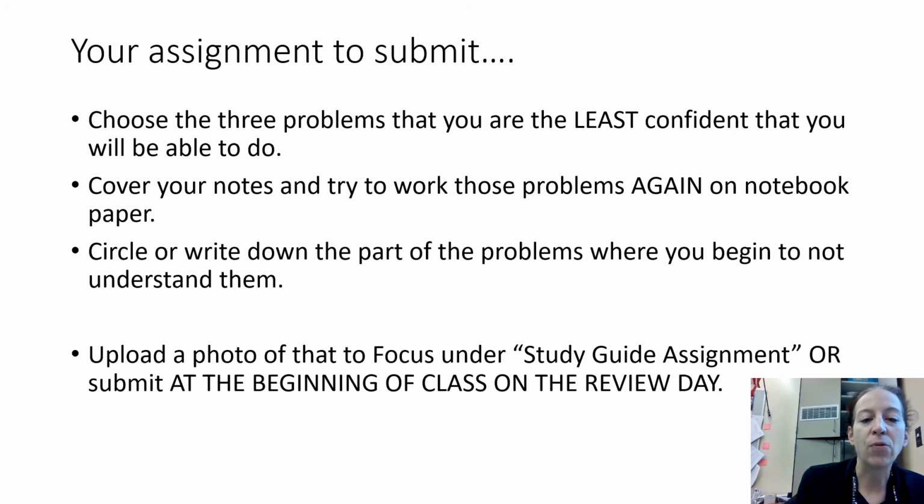Circle or write down the part or parts of the problems where you begin to not understand them. So if you're able to start, like you pick one of the simplifying the exponents problems, and you're okay for part of it, but then some of it you're like, that part of it I'm not quite following how you got that. Circle it. You can write me a note, say, okay, I don't remember, I need you to explain again how you got whatever, like x to the 5th in this problem.